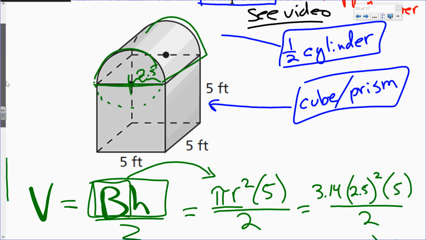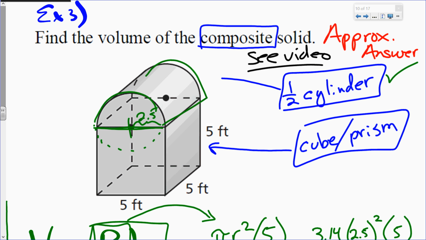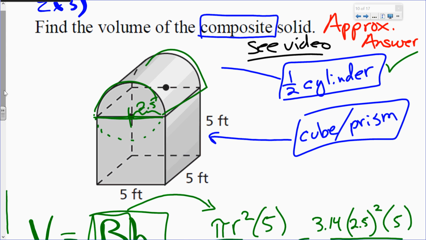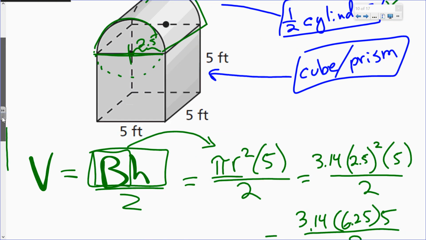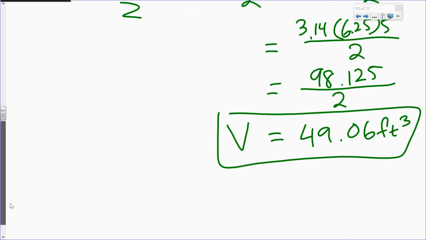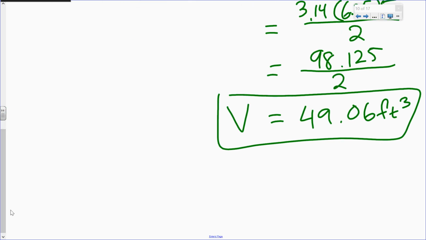Okay, so this is gone. Look, so we got the half cylinder. I'll put a check mark. Now I got to find the volume of the cube. Question so far? Volume of the cube is going to be, that's a prism formula. Okay, let me look at my prism formula.